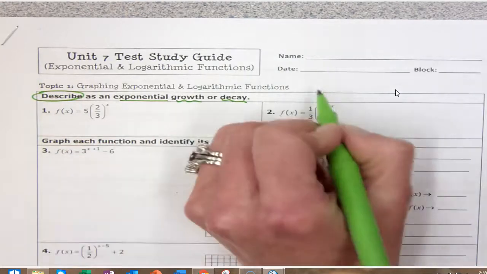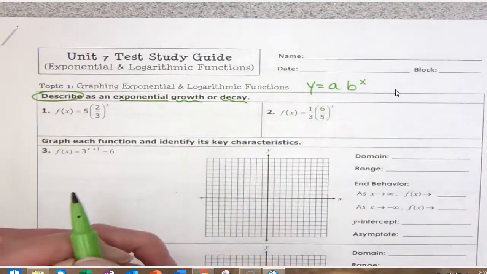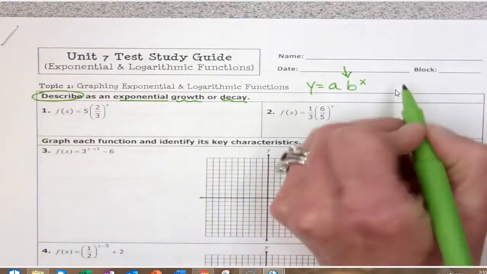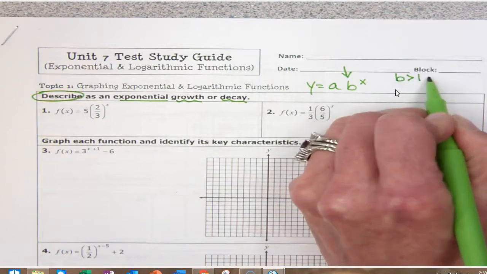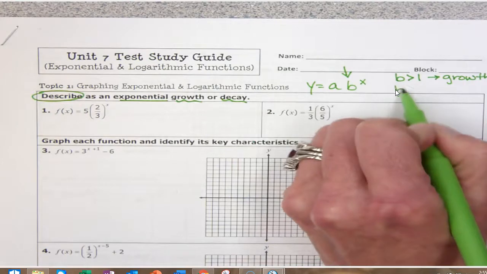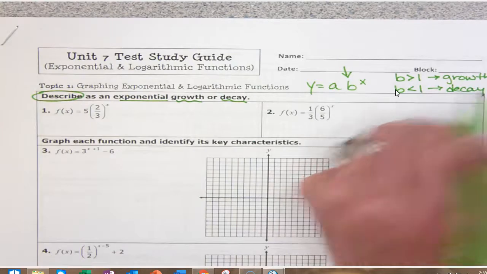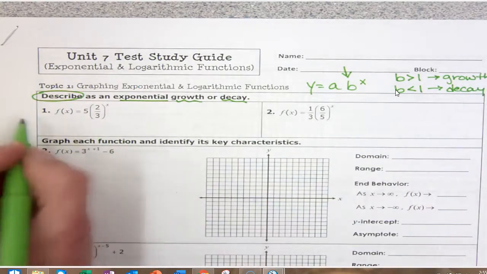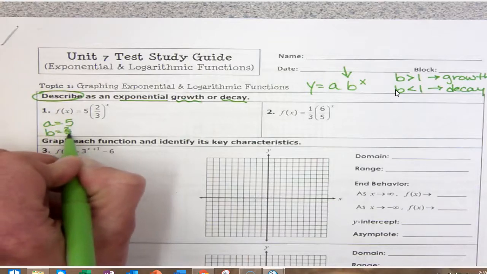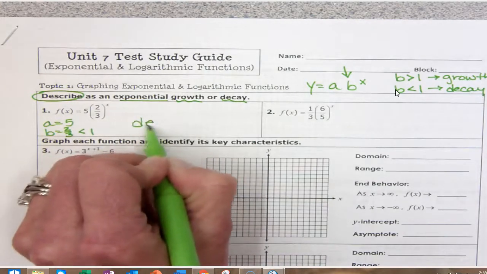The way to do that, we know we've got y equals ab to the x. We're looking at the number with the exponent. If b is bigger than 1, it's a growth. If b is smaller than 1, it's a decay. So right here, 5 is a, b is 2/3. 2/3 is smaller than 1, so this is going to be a decay.